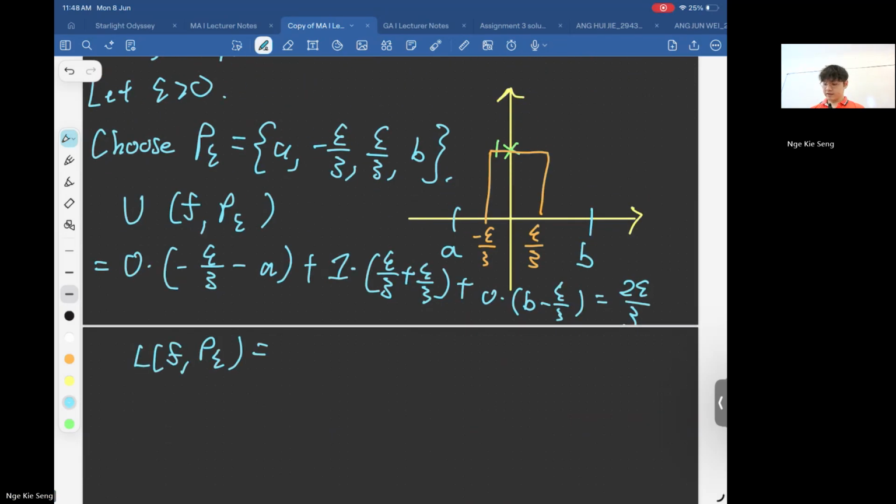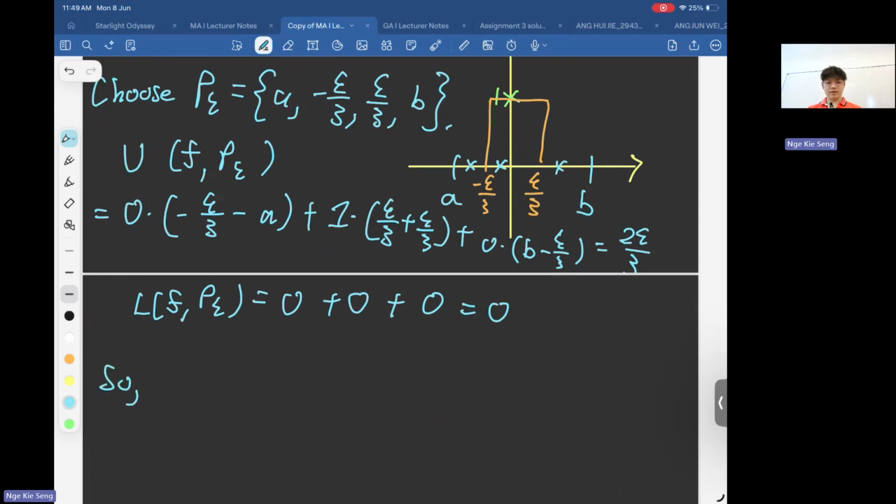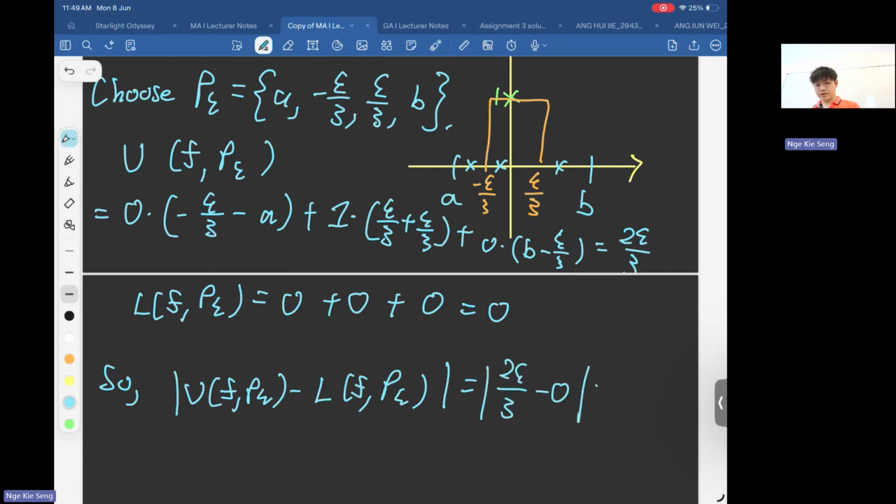LFP epsilon is just 0 times something, plus 0 times something, which is 0. Both 3 parts here will contain some point that has 0, so the infimum is 0. Make sense? Then we compute the difference between UFP epsilon and LFP epsilon. Altogether, we get 2 epsilon over 3 minus 0, which is 2 epsilon over 3, which is less than epsilon.